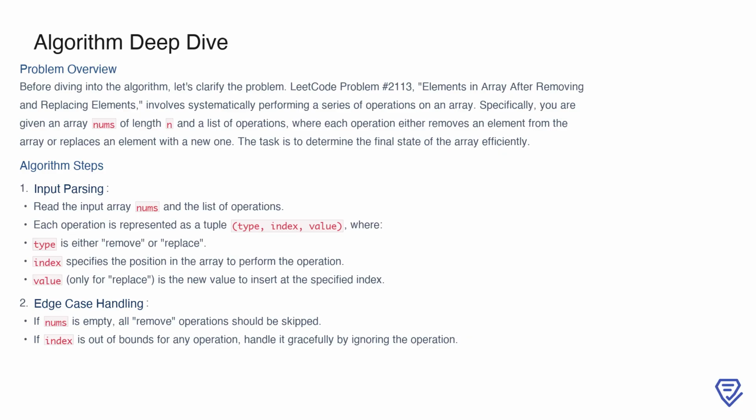Now, before we proceed, there are some important edge cases to consider. For instance, if the array is empty, remove operations are irrelevant and should be skipped. Similarly, if an operation's index is outside the array's bounds, it should be ignored to prevent errors. With this understanding of the problem and its constraints, let's outline the steps of the algorithm.